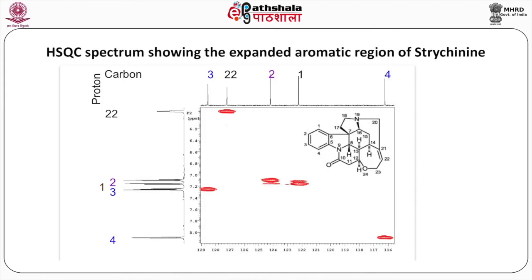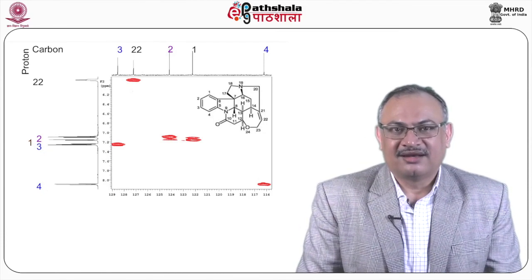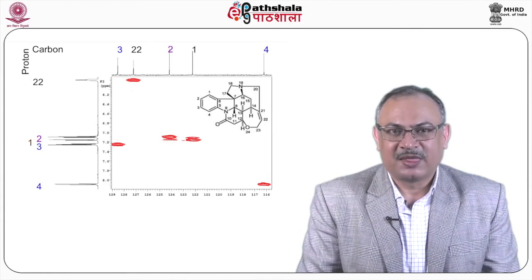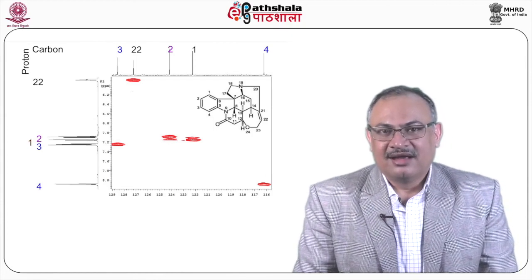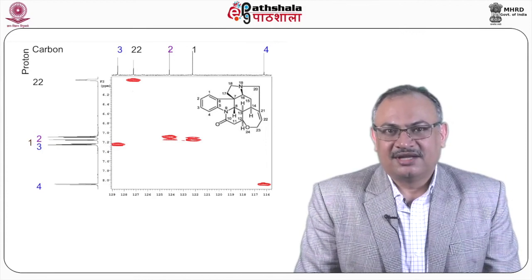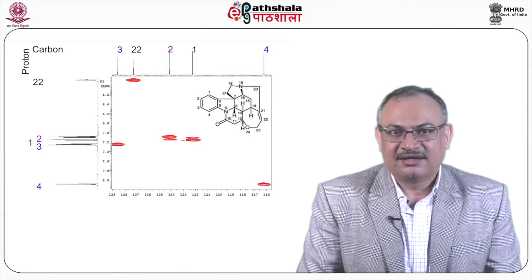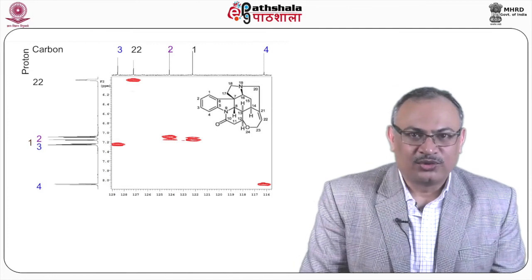Let us, for example, look at the HSQC spectrum showing the expanded aromatic region of our favorite molecule, strychnine. So, the carbons are labeled 1, 2, 3, 4, and you can see that now on the x-axis you have the carbon chemical shift and on the y-axis you have the proton chemical shifts. And the sharp peak labeled 1 is the carbon chemical shift, and the red colored contoured peak that you see links this to its proton chemical shift.